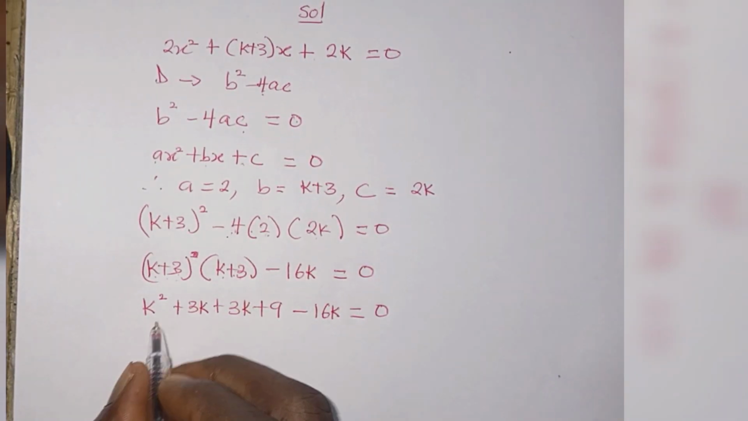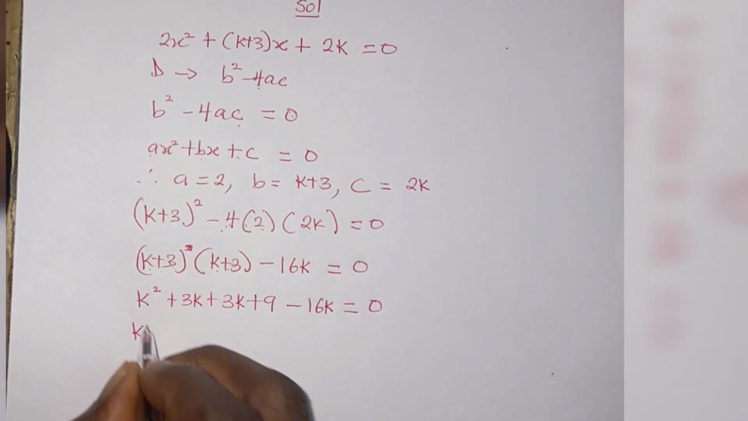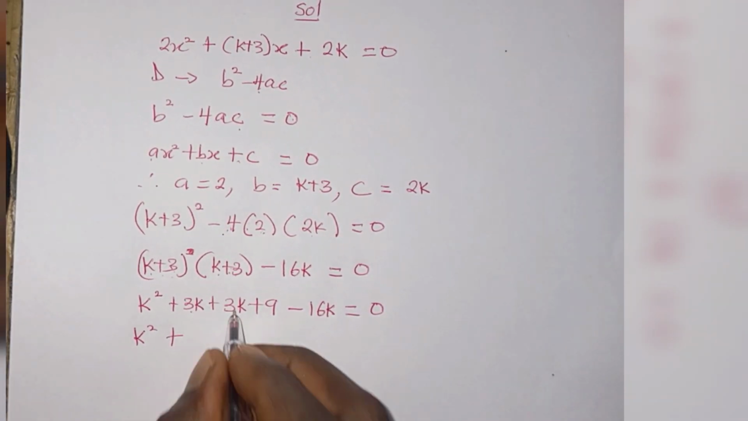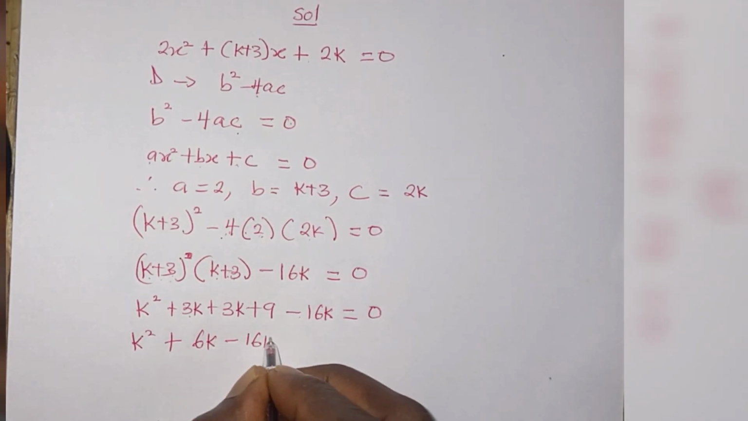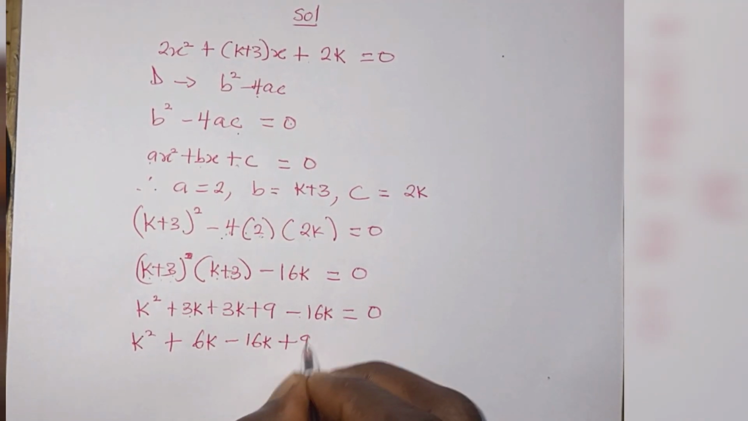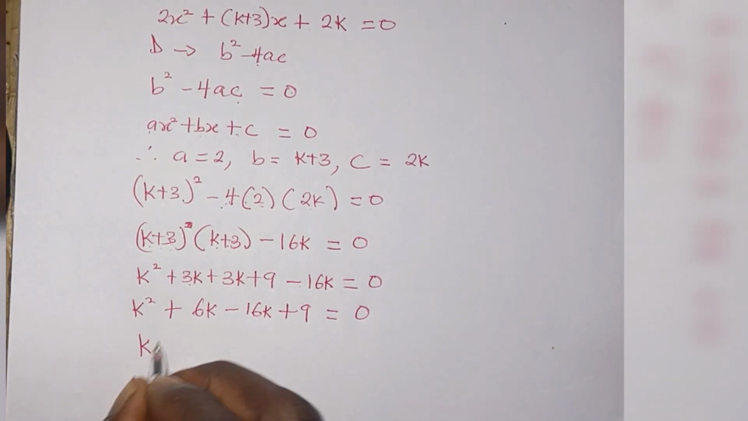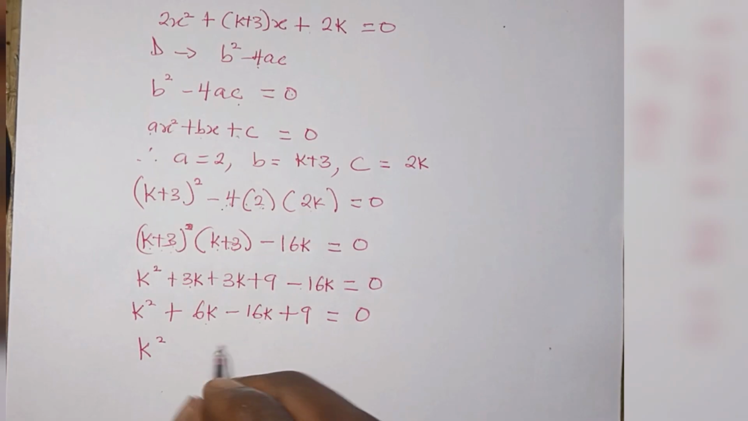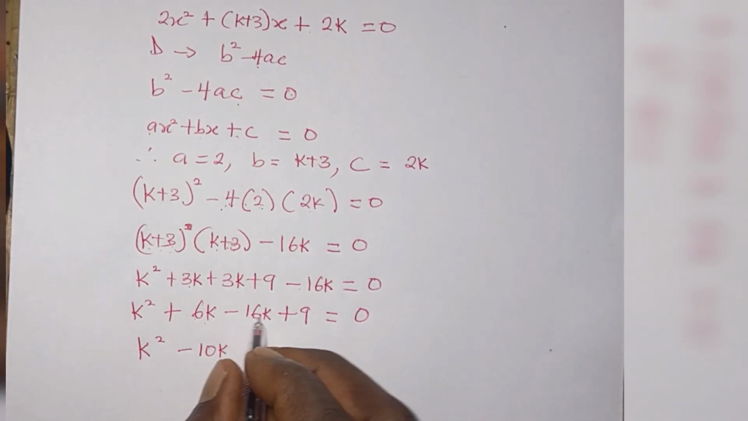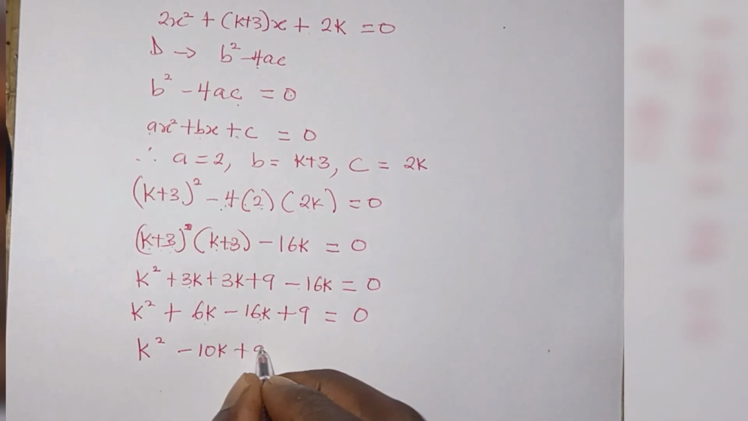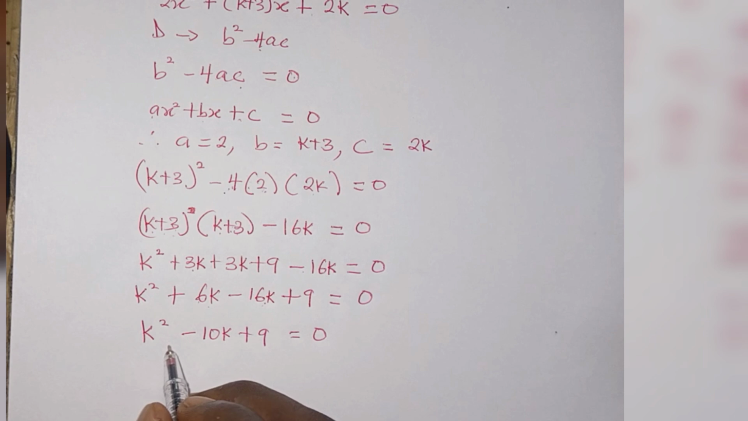Now, if you observe, there are like terms, so we can collect them. k² + 3k + 3k gives 6k, then minus 16k plus 9 equal to 0. So now 6k - 16k gives -10k. That is k² - 10k + 9 = 0. This has given us something like a quadratic again.